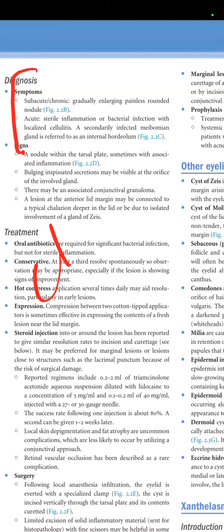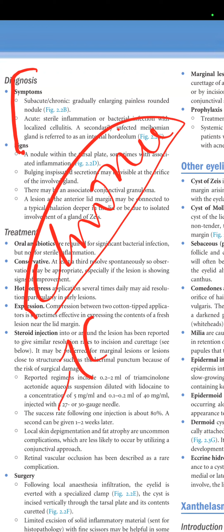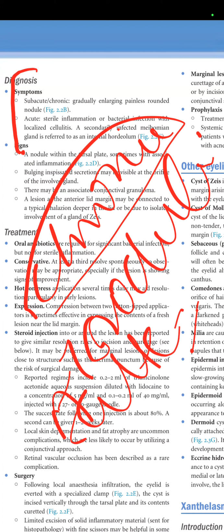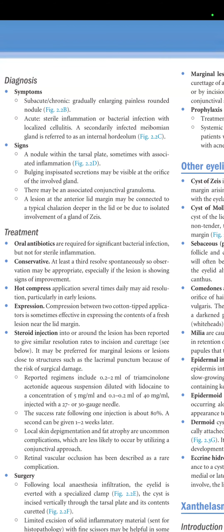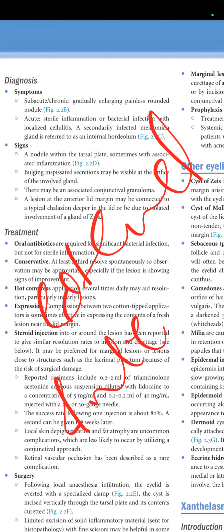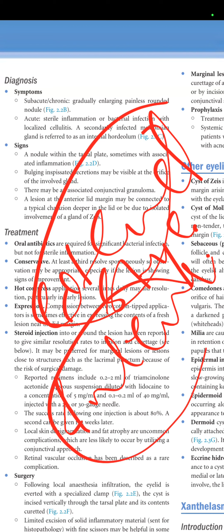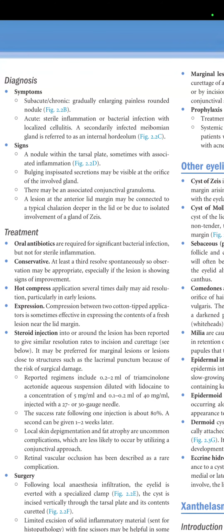So basically, the chalazion presents as a chronic stage. It will have a nodule that is painless and gradually enlarging. But if it is acute, it may present with bacterial infection, and there can be a localized cellulitis with it. And there are two types of hordeolum: external hordeolum and internal hordeolum. The external hordeolum is also known as a stye, which is associated with the lash follicle, whereas the internal hordeolum is a secondarily infected meibomian gland. So when the chalazion is infected, it is called an internal hordeolum.